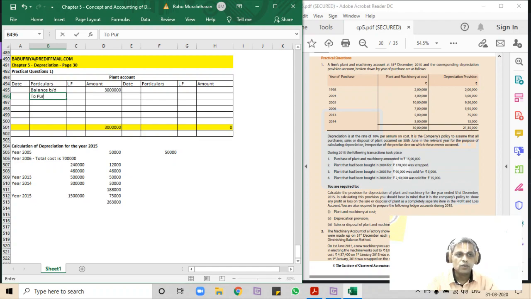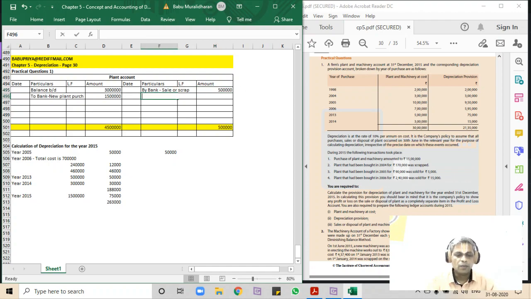Again, the new purchases, to bank. New plant purchase 15 lakhs. New plant purchases 15 lakhs, then by bank, sale or scrap of plants. What is the sale or scrap of plant? 1,70,000 plus 90,000 plus 2,40,000. Total plant that has been scrapped or sold is 5 lakhs.